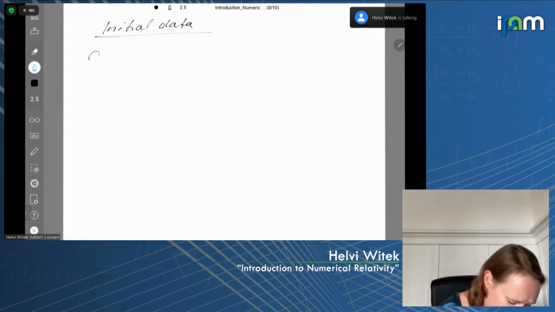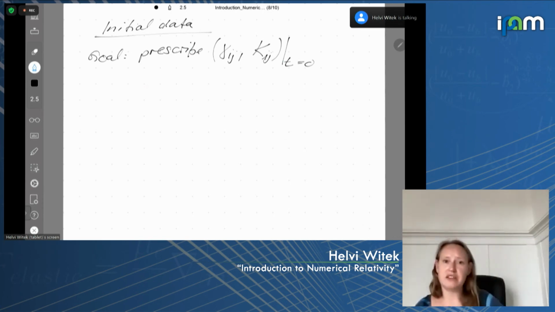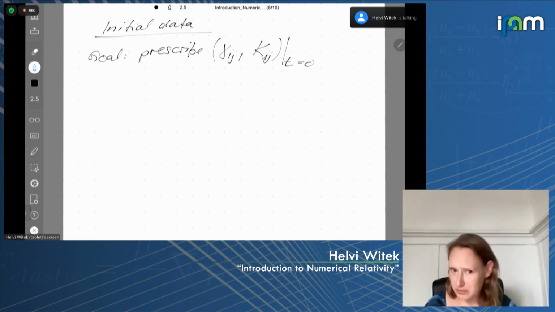So the goal that we have here is to prescribe the three metric gamma ij and the extrinsic curvature Kij on our initial time slice. I'm not talking about the lapse and shift here at all, because there are gauge choices, and so people tend to just pick a choice and then have the lapse and shift adapt through the evolution equations that I've written down on the previous slide.